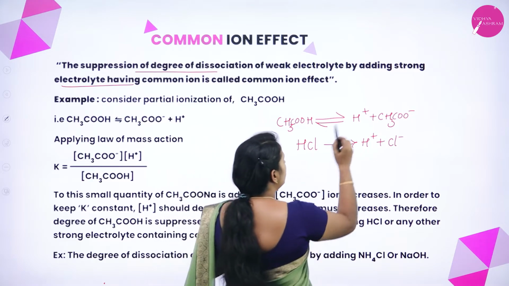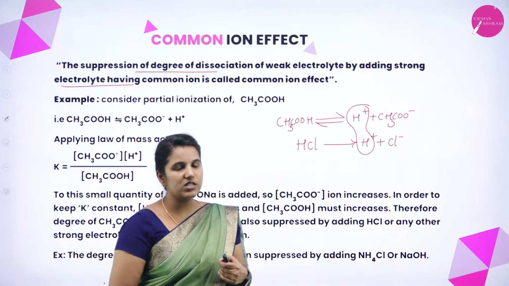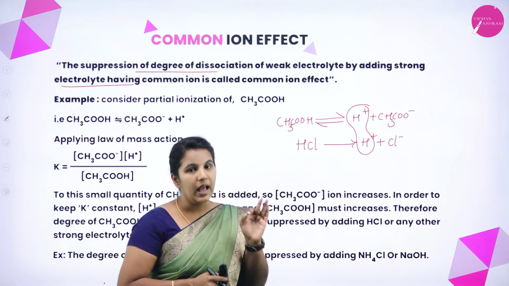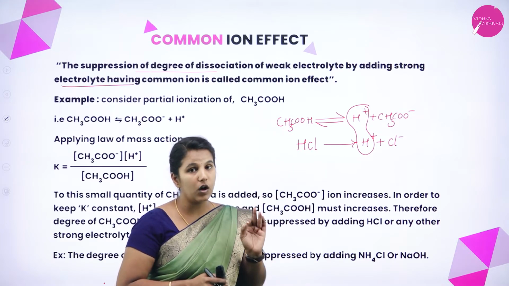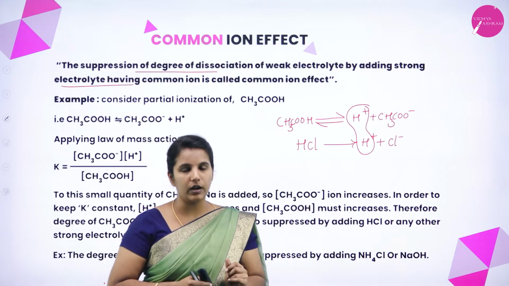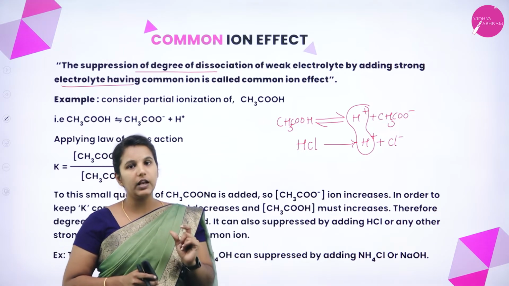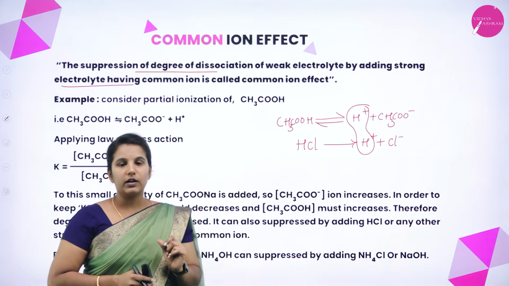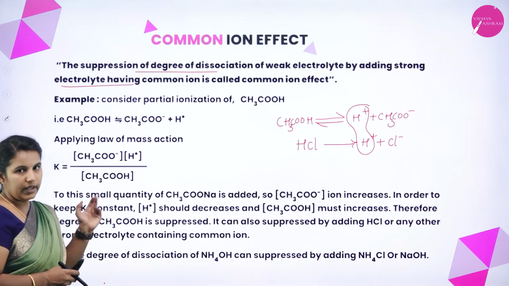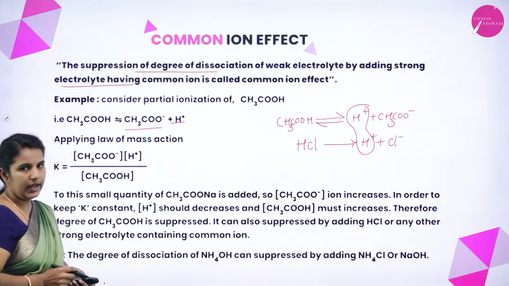So you can see that in these two electrolytes H plus ions are common, correct? As a result of this, there is a suppression in the dissociation taking place. This is caused due to the common ion, hence this effect is known as what? Common ion effect. So what is a common ion effect? It is a suppression of degree of dissociation of the weak electrolyte by adding a strong electrolyte which has a common ion. Okay. So for example, we can take acetic acid, which undergoes partial ionization to give H plus ion as well as the acetate ion.